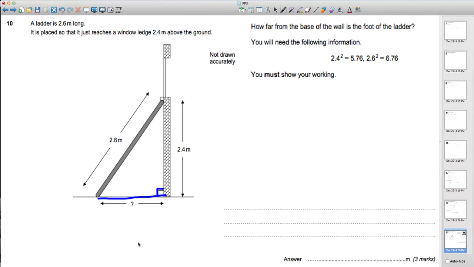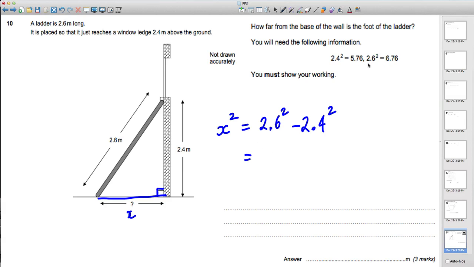We have a right angle triangle. It is Pythagoras. We're working out one of the shorter sides. So let's call this x. X squared, we know, must be 2.6 squared, subtract 2.4 squared. Do make sure you've identified this as being the shorter side, so it's the hypotenuse squared, take away the other side squared.